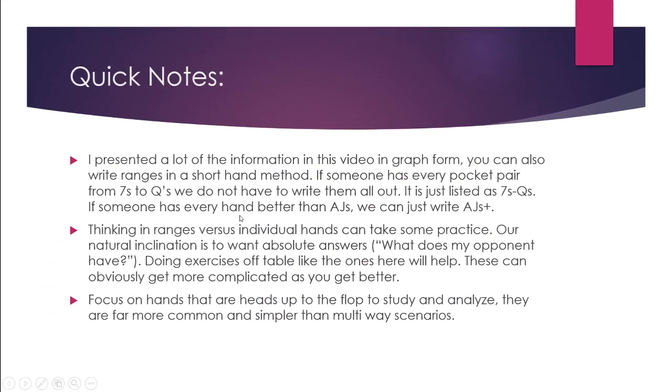So some quick notes. I presented a lot of information in this video in graph form. You can also write ranges in a shorthand method. Like if someone has a pocket pair from 7s to queens, we don't have to write all that. We just do 7s to queens. Ace-jack suited is ace-jack suited plus.